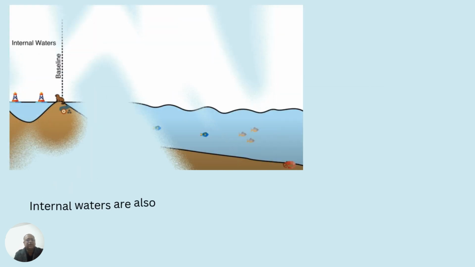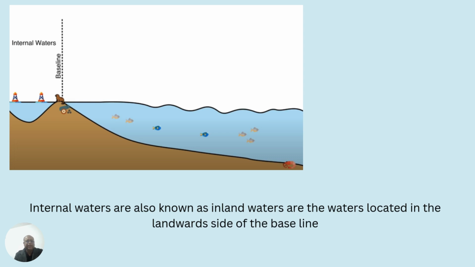What is internal water? Internal waters, also known as inland waters, are the waters located on the landward side of the baseline. From the picture, we can clearly see the internal water after the baseline has started. On the right side is the sea, and on the left side is a river, a lake, or a canal. That is the internal water.